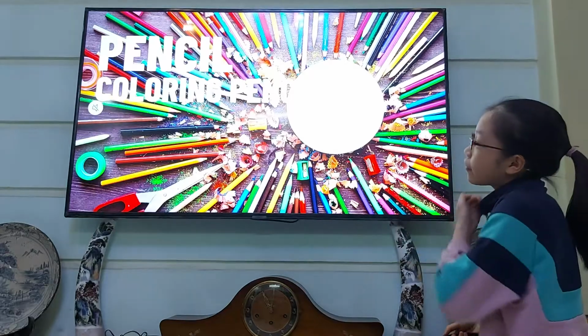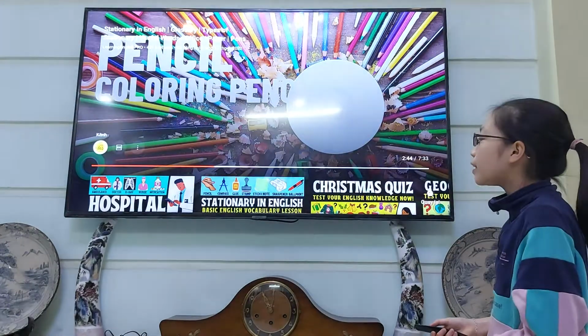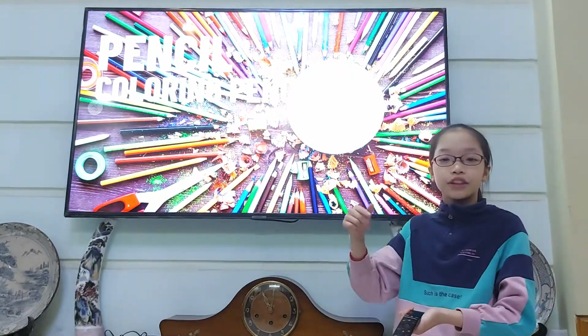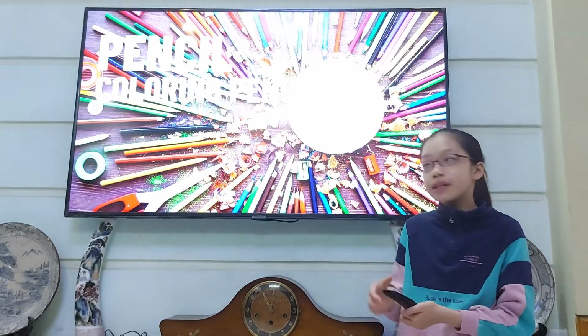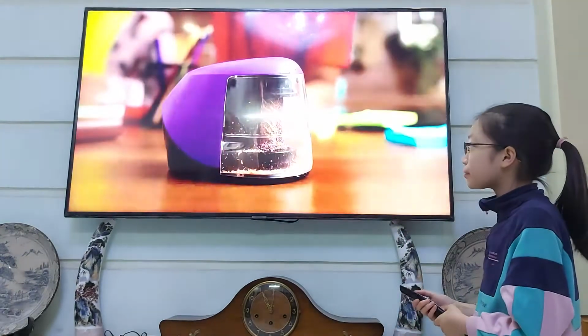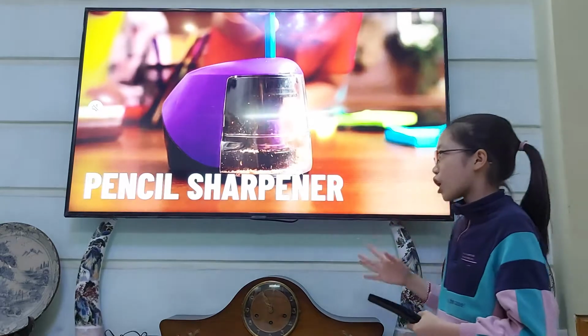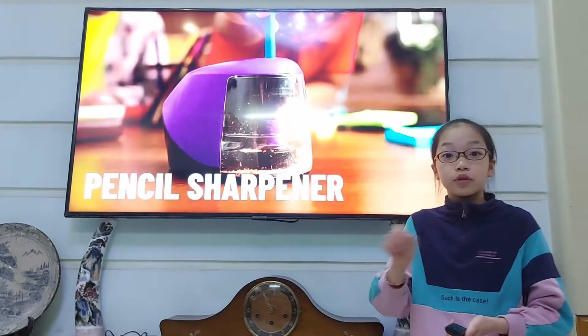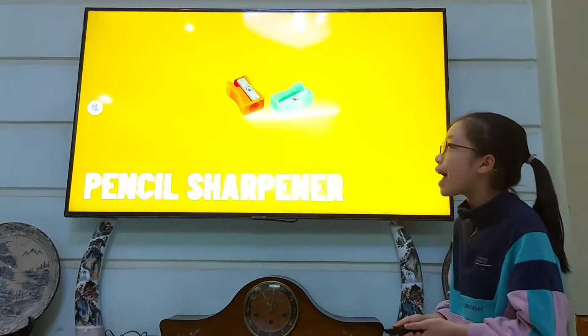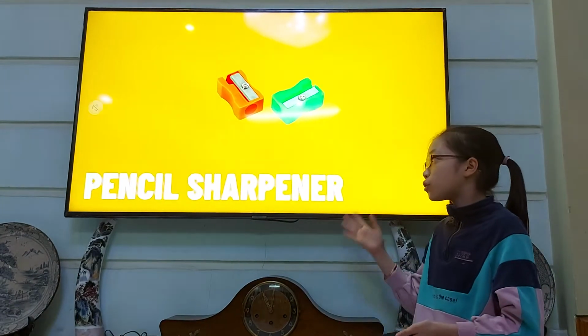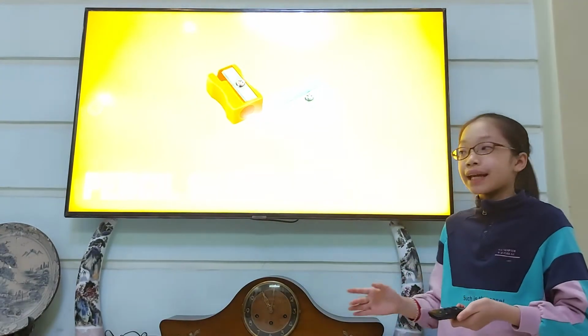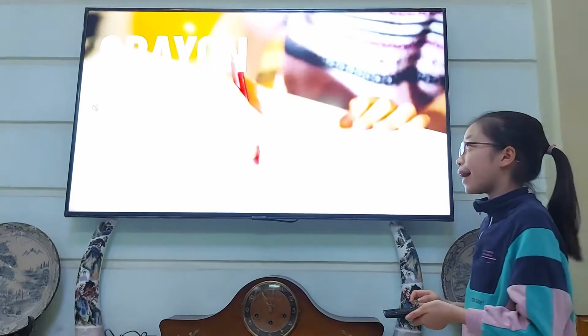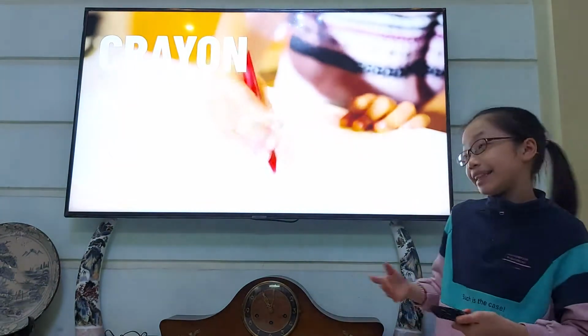We also have a coloring pencil. Yeah, a coloring pencil, or pencil with colors on it, and we can color with them. And this is a tool, the pencil sharpener. You know, when we use a pencil too much, it will get shorter and shorter. So we need a pencil sharpener to sharpen them. It can be sharper and you can write more easily.